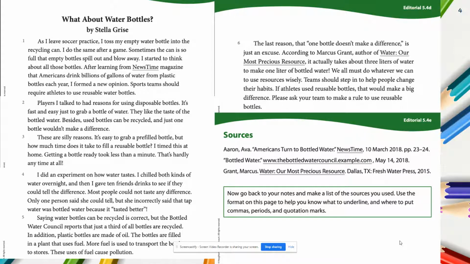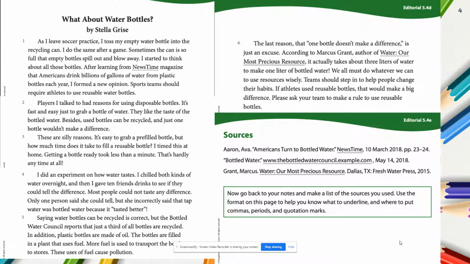I did an experiment on how water tastes. I chilled both kinds of water overnight, and then I gave 10 friends drinks to see if they could tell the difference. Most people could not taste any difference. Only one person said she could tell, but she incorrectly said that tap water was bottled water because it tasted better. Saying water bottles can be recycled is correct, but the Bottled Water Council reports that just a third of all bottles are recycled. In addition, plastic bottles are made of oil. The bottles are filled in a plant that uses fuel. More fuel is used to transport the bottles to stores.